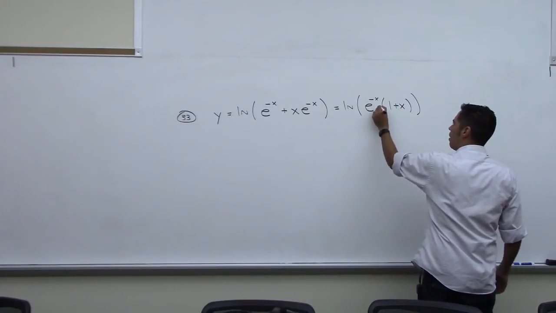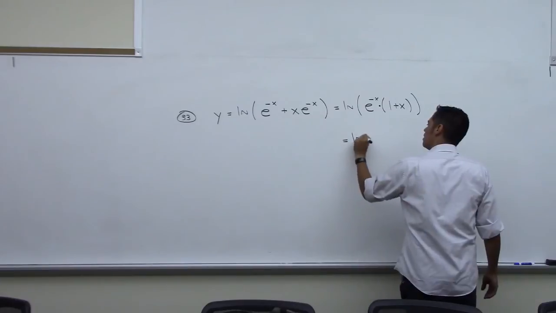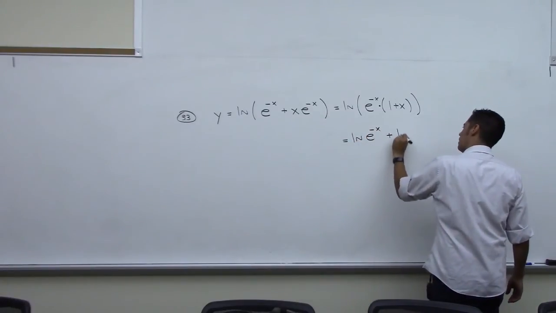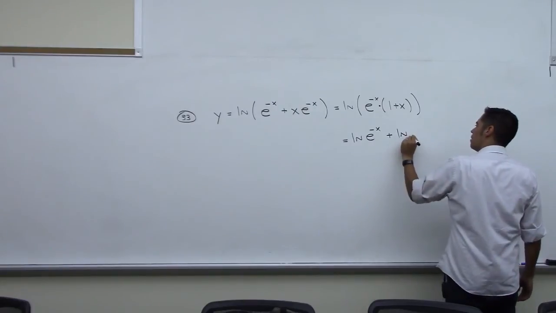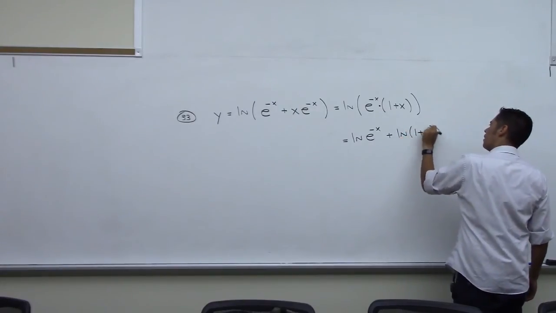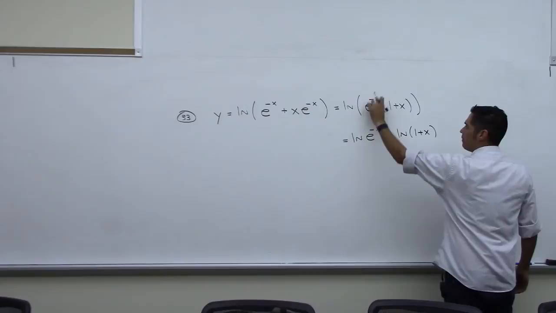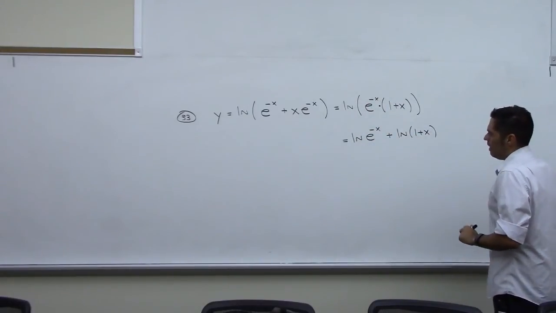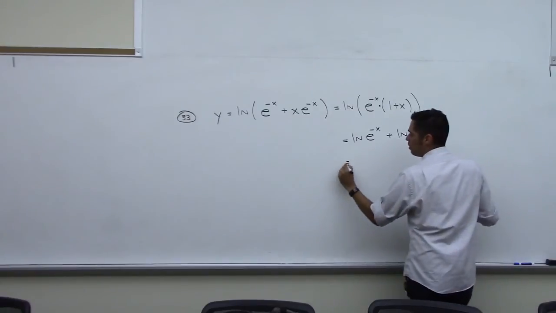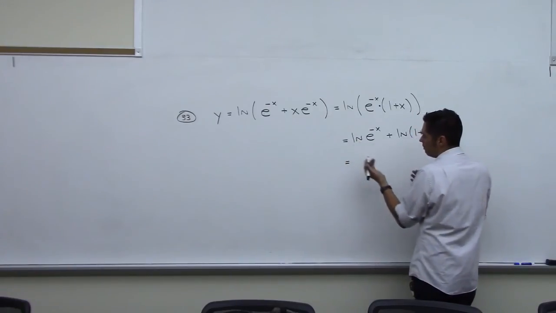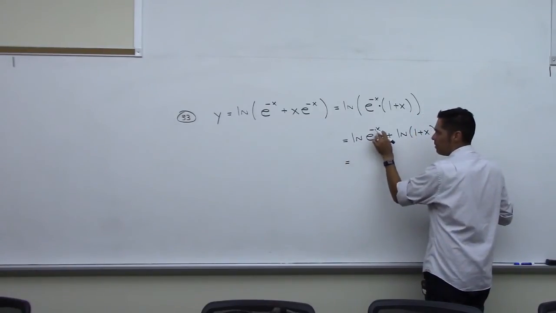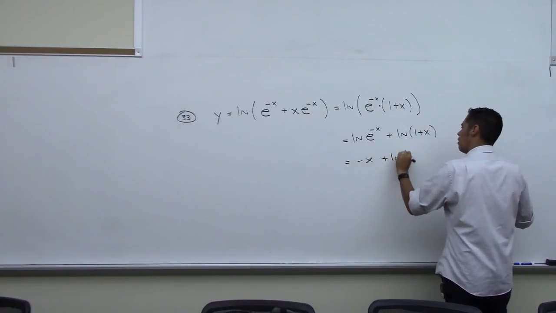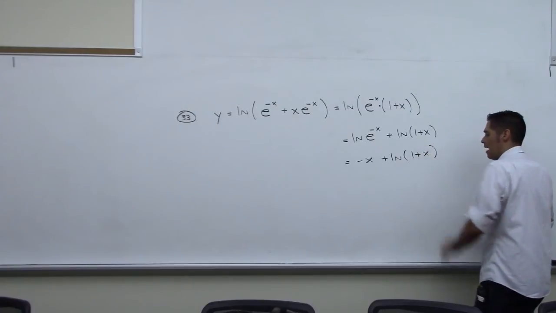Now I've created a product which allows me to split this into two logs with addition between them. So it'll become the log of the first one plus the log of the second factor. And that's really nice because when you put natural log and e together, they're inverse functions, they kill each other off. All you're left with is what's up here. That's just negative x. Then plus natural log of 1 plus x. Wow, that is really clean.